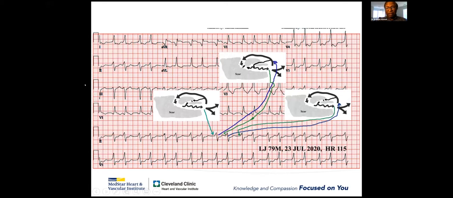So anybody, any other question on this? Rohit bhai, it is posterior fascicular VT.